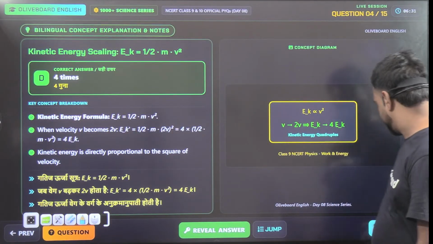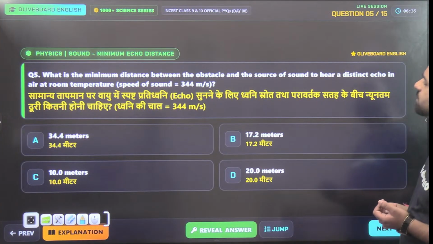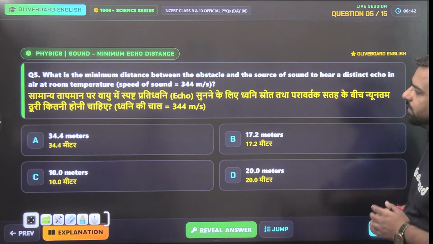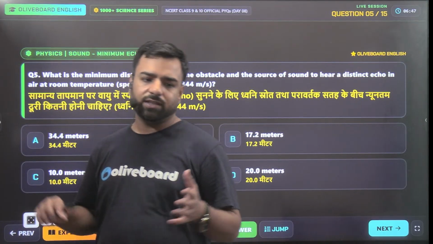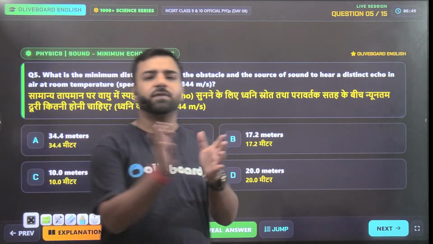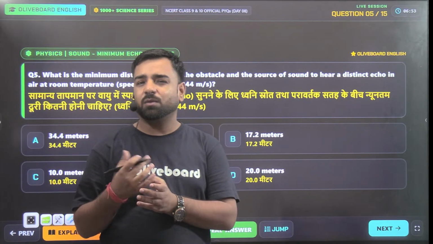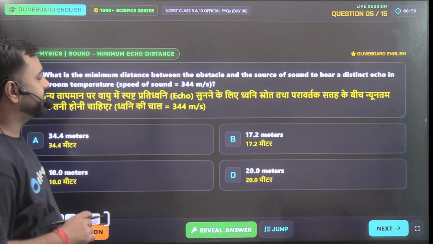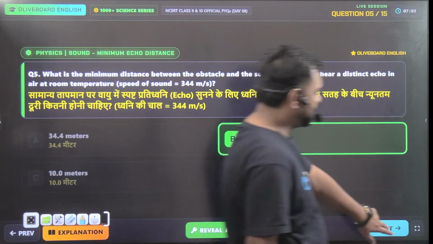Next we have, what is the minimum distance between the obstacle and the source of sound to hear a distinct echo in air at room temperature? And the speed of sound is given as 344 meters per second. So what is an echo? That is the reflection of sound. When the sound wave strikes a rigid surface, it comes back. It can be in the case of a cliff, you can talk about hills and all. So yes, in all those cases, you'll find the answer as 17.2 meters. That's the minimum distance. Okay, what's the next question?